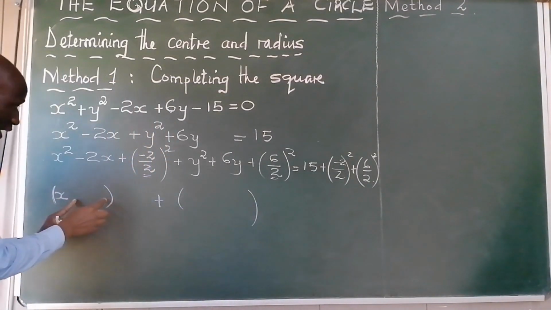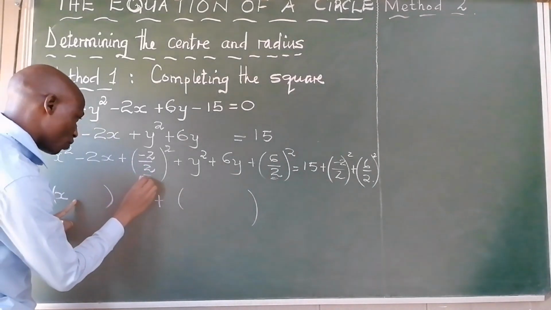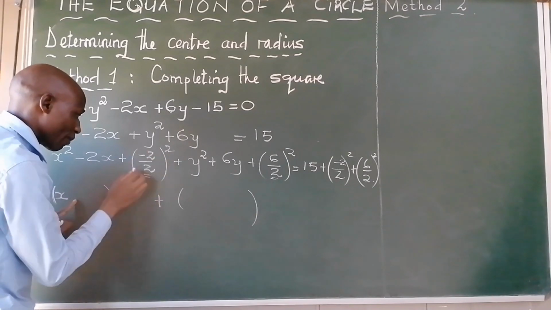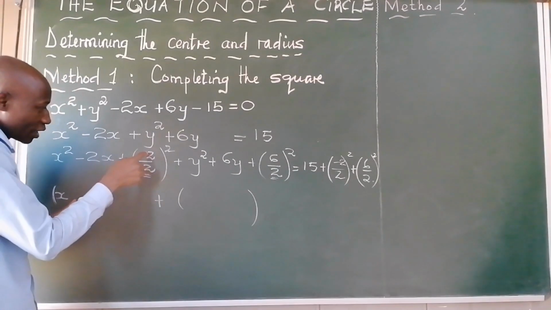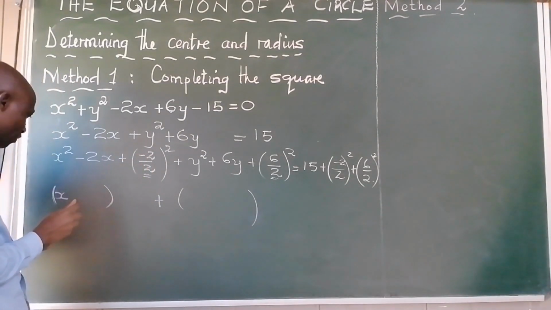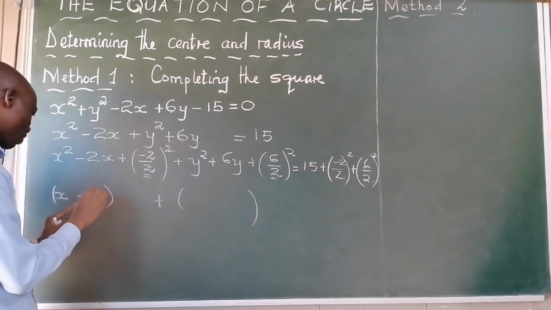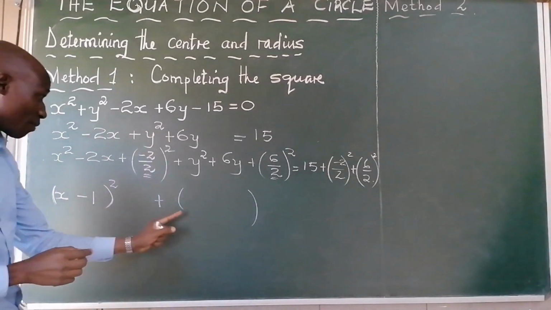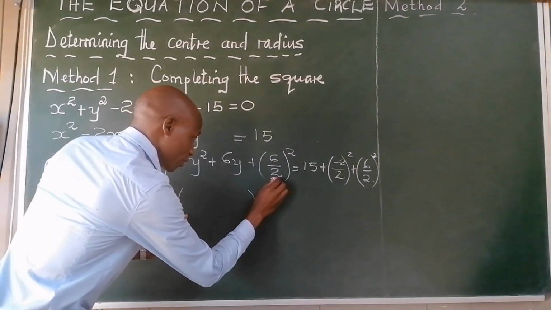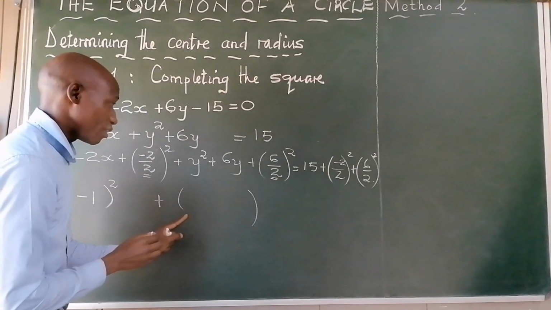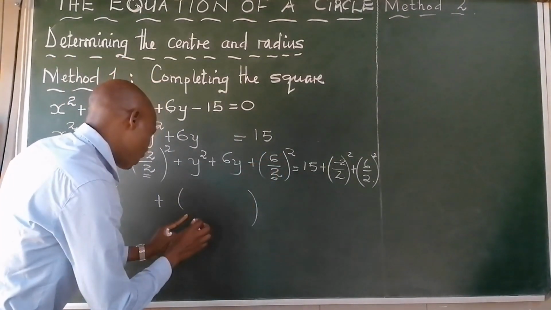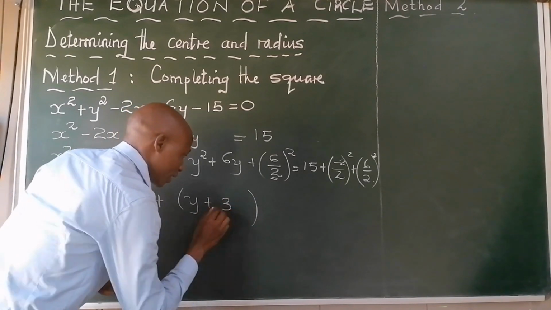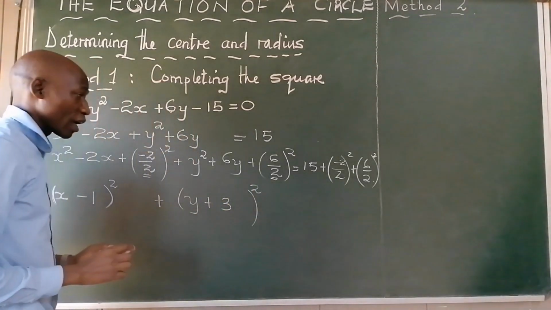Now what comes here, you look at the solution or the answer for this part that is inside a bracket. If you divide minus 2 by 2, you get negative 1. So then you simply write your minus 1 here, and then you square this one. Then you repeat the same process here. Your solution for this part that is inside the bracket is also 6 divided by 2, that is 3. So this becomes y plus 3, positive 3, and then you square.